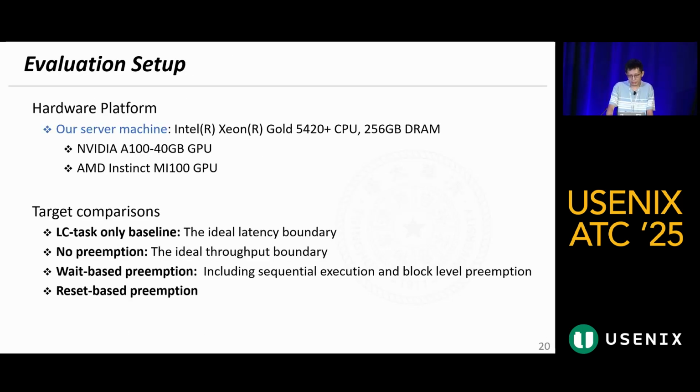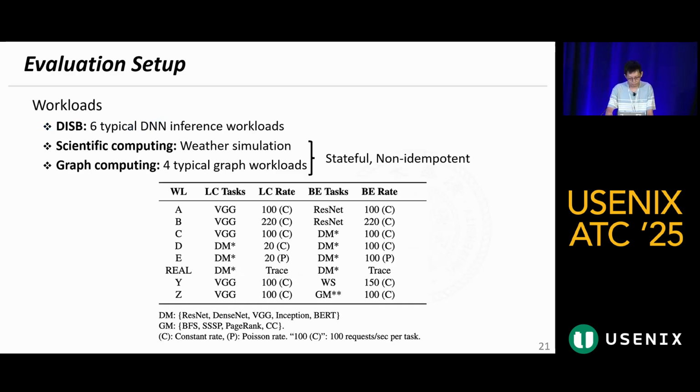OK, let's come to the evaluation part. We evaluate GPREEMPT using two server machines with different GPU setups, one with an NVIDIA A100 and another with an AMD MI100, as the reset-based preemptive approach can only run on AMD GPUs. We compare GPREEMPT with the LC task-only baseline, which represents the ideal latency boundary, a non-preemption baseline representing the ideal throughput boundary, weight-based preemption approaches including sequential execution and block-level preemption, and the reset-based preemption baseline.